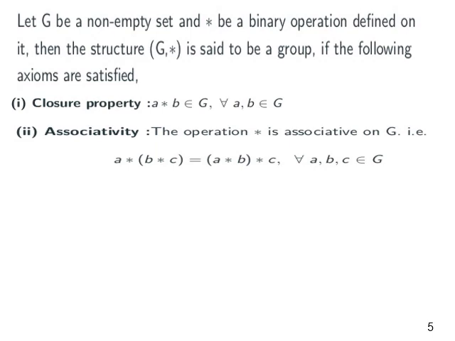Associativity: the operation star is associative on G, i.e. A star (B star C) equals (A star B) star C, for all A, B, and C in G.